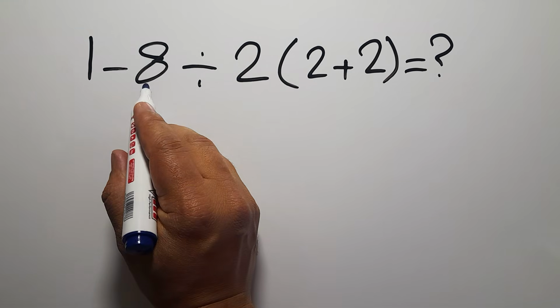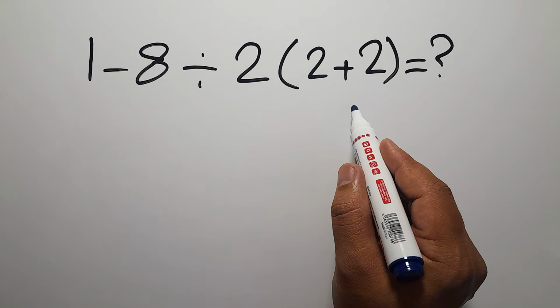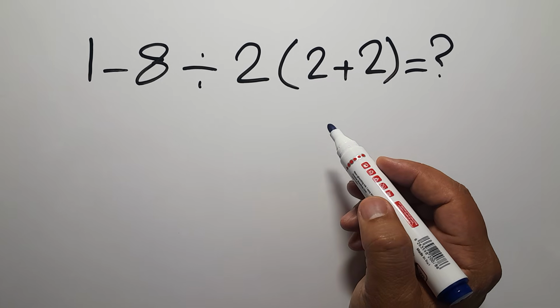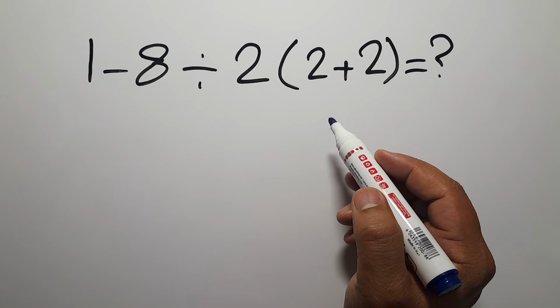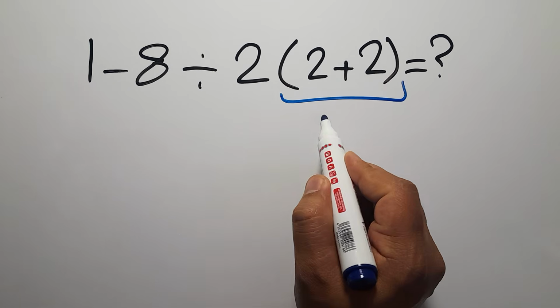1 minus 8 divided by 2, then times this parentheses, and inside this parentheses we have 2 plus 2. Are you ready to solve? Let's go ahead and get started. Here we have 2 plus 2, which gives us just 4.